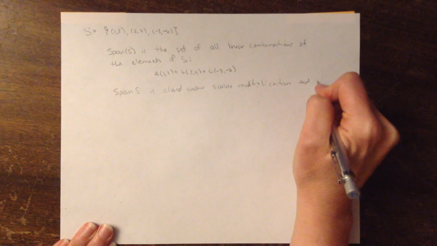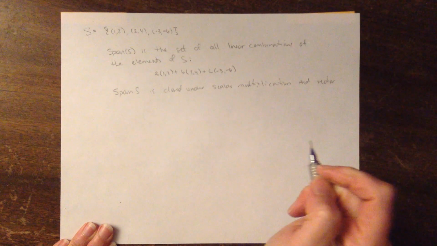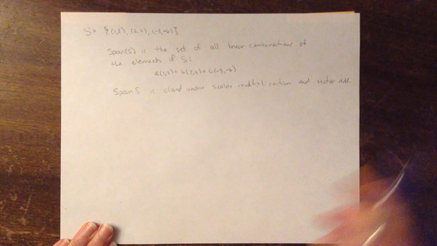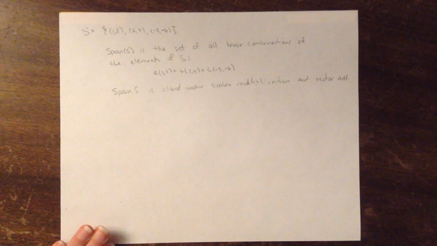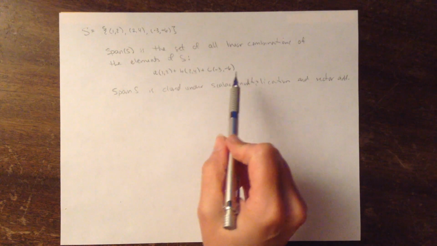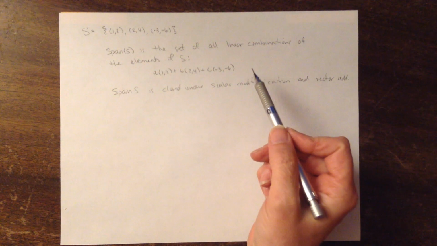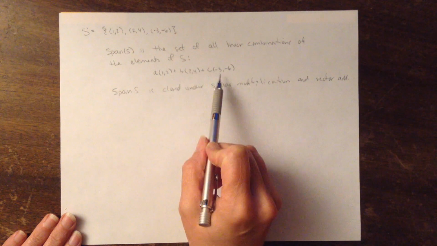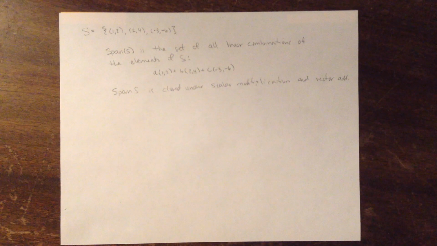And it's closed under vector addition. Because if you take 2 things that look like this, so A times (1, 2), plus B times (2, 4), plus C times (-3, -6), plus something that looks like that, like D times (1, 2), plus E times (2, 4), plus F times (-3, -6), you could mess around with the algebra and that would be another linear combination of those 3 vectors from R2.